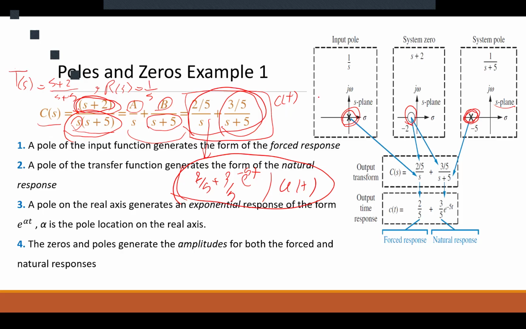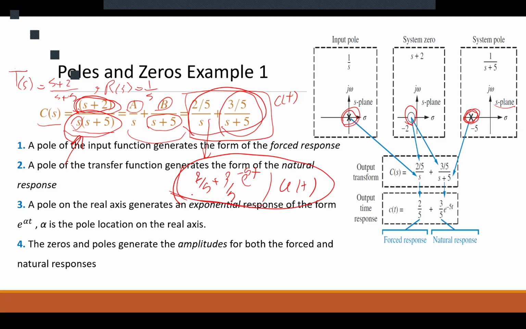I guess I didn't catch this. How did we determine that the system zero would be negative? Is that -2? Yes, -2. Look at this: the transfer function is s plus 2 over s times s plus 5. So we have a zero at -2, and we have two poles at 0 and -5. Now, before, as I said, we used the Laplace inverse to do that.